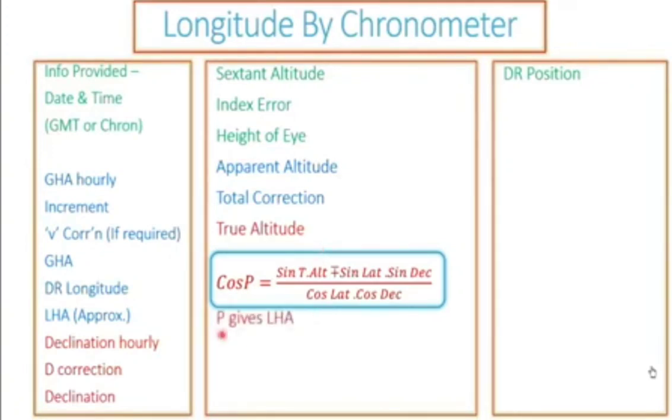Now, once you obtain the value of P from this formula, from this value of P we can obtain the exact or accurate LHA. We calculated the LHA using the DR longitude also, but that was approximate. Using this value of P, we can now calculate the exact or accurate LHA. Now, when we find out LHA from P, one doubt which is going to arise in our mind is whether P is equal to LHA or P is equal to 360 minus LHA.